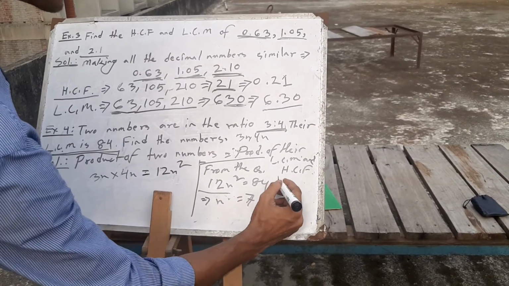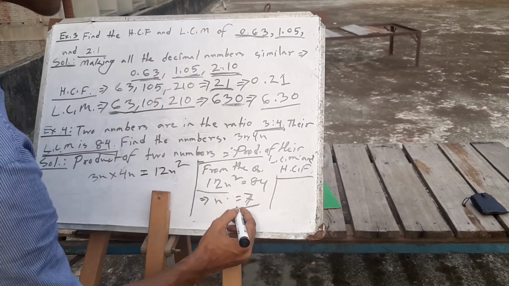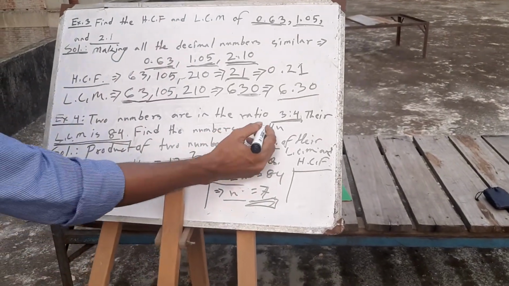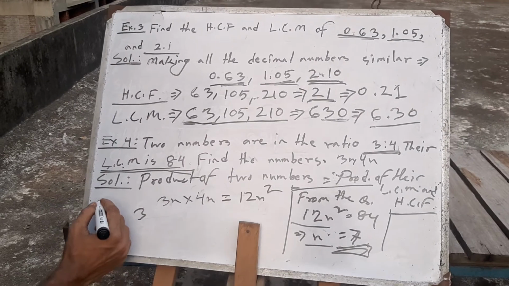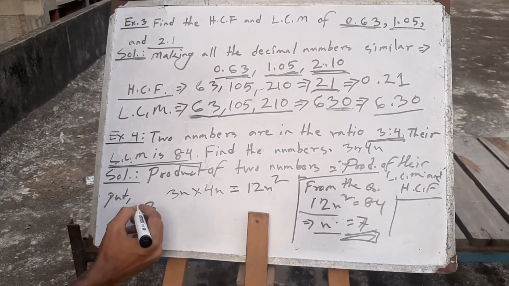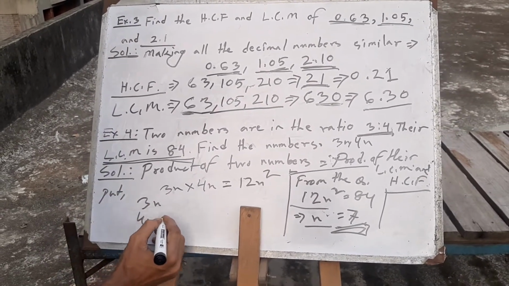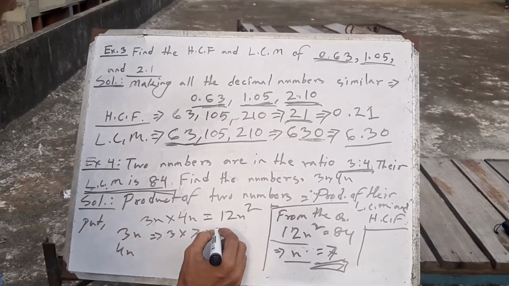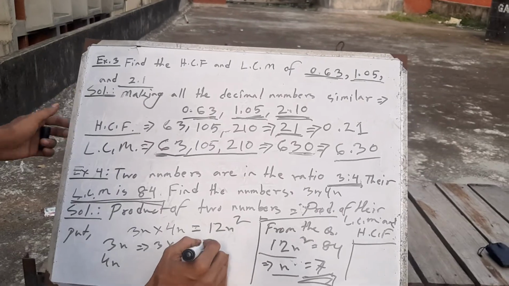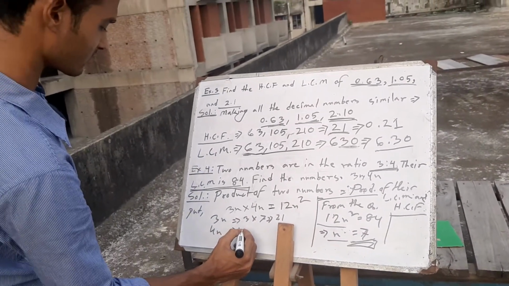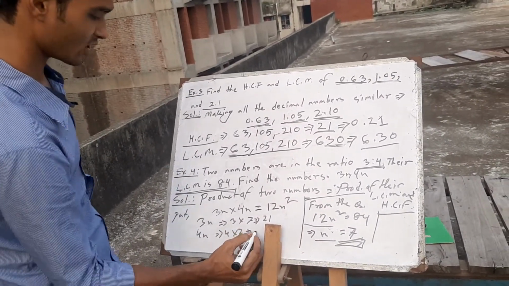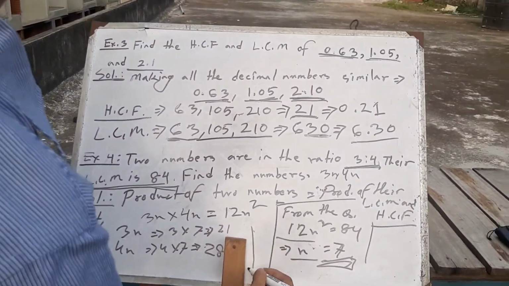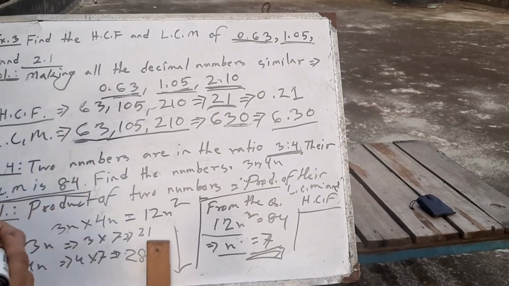If you do this at home, then we are able to find x equals 7. By putting it into 3x and 4x, 3 into 7, we are able to find 21 and 28 as our numbers. The two numbers, 21 and 28, are the result.